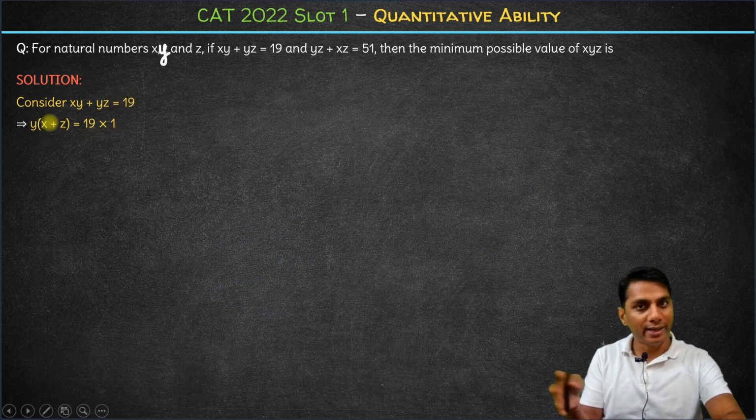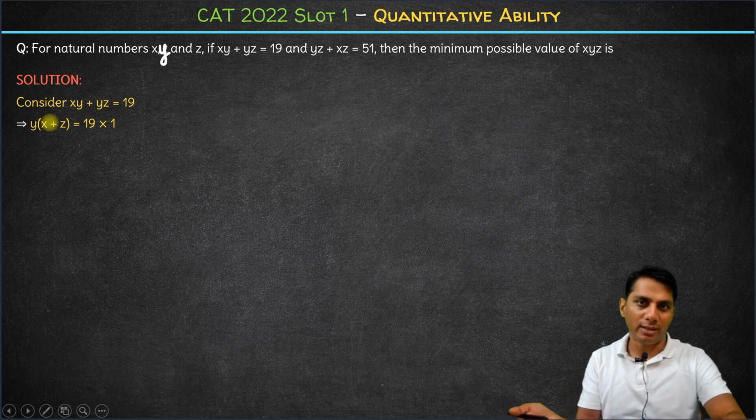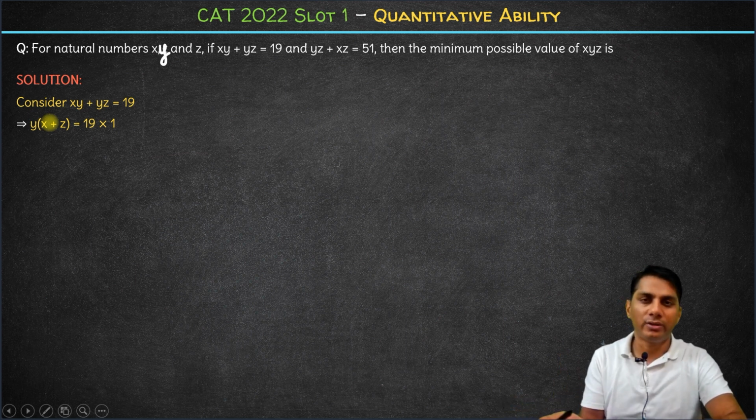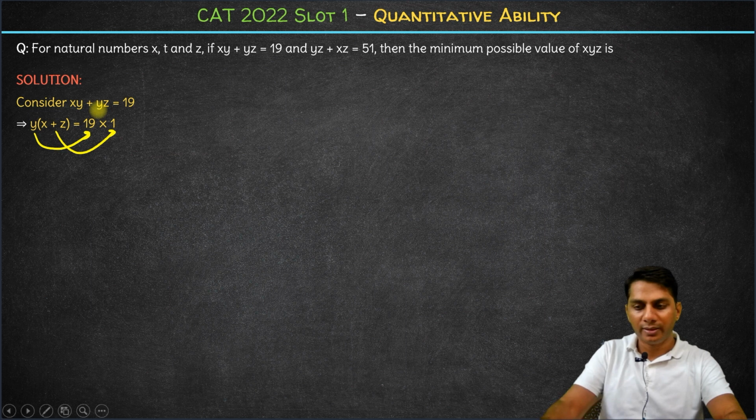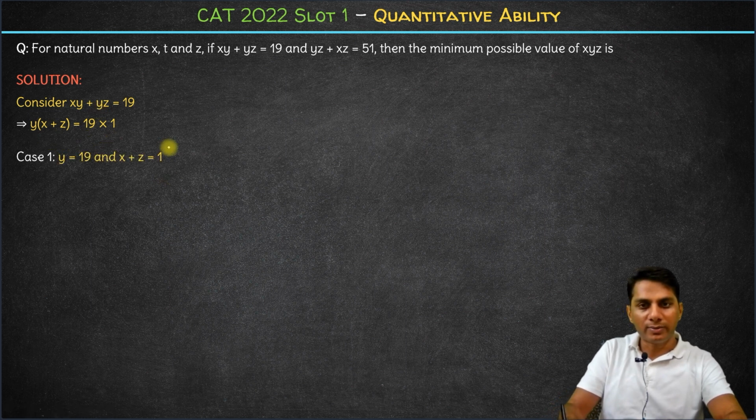The only way you can write a prime number as a product of two natural numbers is 1 into the number itself, right? That's the definition of prime numbers, correct? So if the product of these two natural numbers is 19 into 1, then either y is 19 and x plus z is 1, or x plus z is 19 and y is equal to 1. So let's consider the first case, when y is 19 and x plus z is 1. Now is this possible?